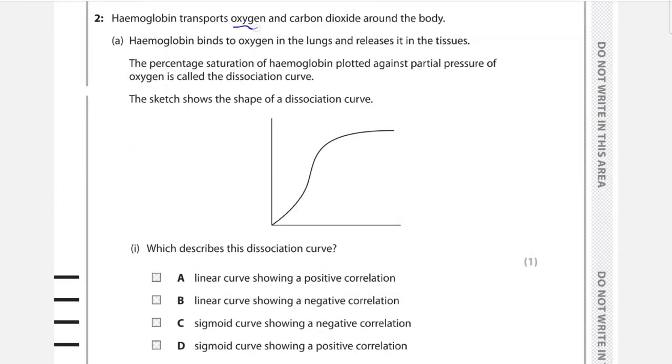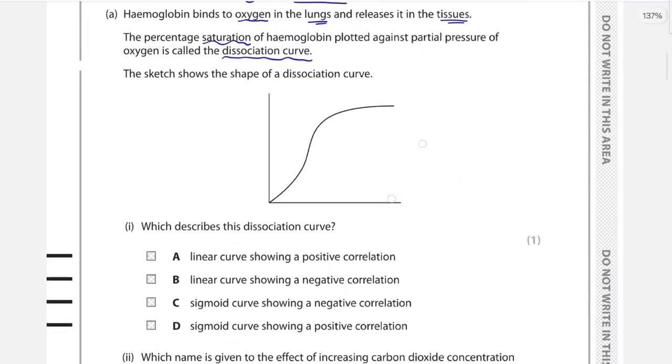Hemoglobin transports oxygen and carbon dioxide around the body, and we know that because when oxygen binds to hemoglobin, it will form oxyhemoglobin, and when carbon dioxide does too, it forms carbaminohemoglobin. Hemoglobin binds to oxygen in the lungs and releases it in the tissue. Of course, it's released in the tissues when it needs to be used in aerobic respiration. The percentage saturation of hemoglobin plotted against partial pressure of oxygen is called the dissociation curve.